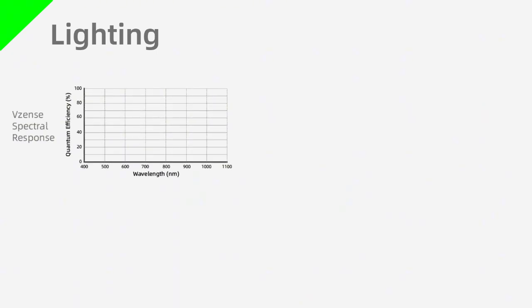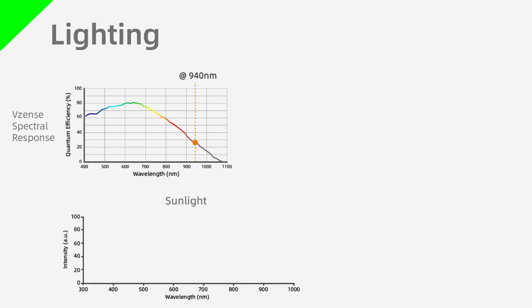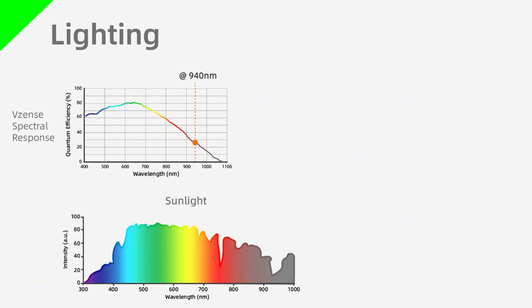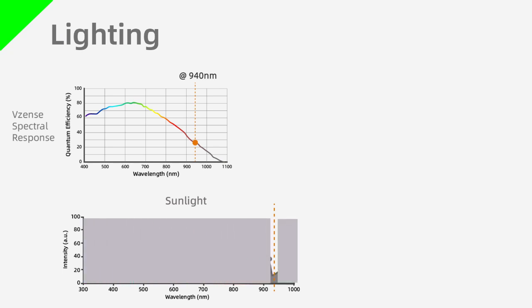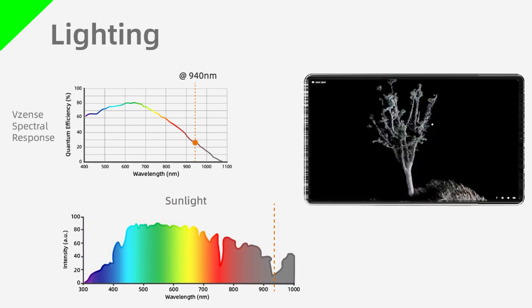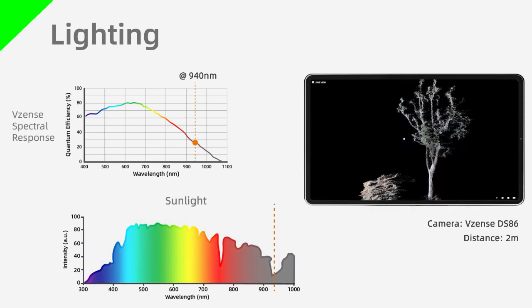To maximize ToF performance, consider lighting first. Our spectral response curve highlights 940 nanometer wavelength, important because sunlight naturally attenuates at this wavelength. ToF cameras also use bandpass filters to block other sunlight interference. Without filters, sunlight can easily saturate the signal. For outdoor use, choose models with bandpass filters and 940 nanometer emission.